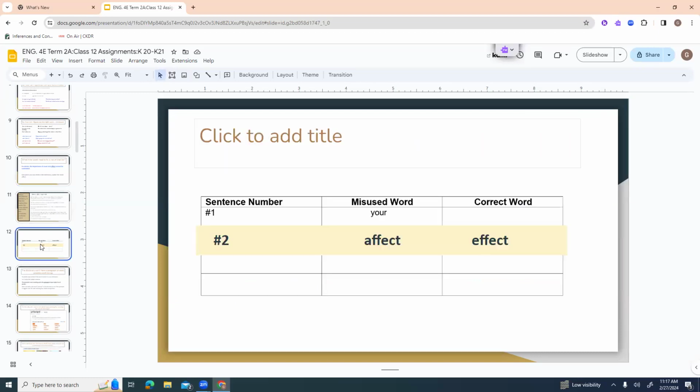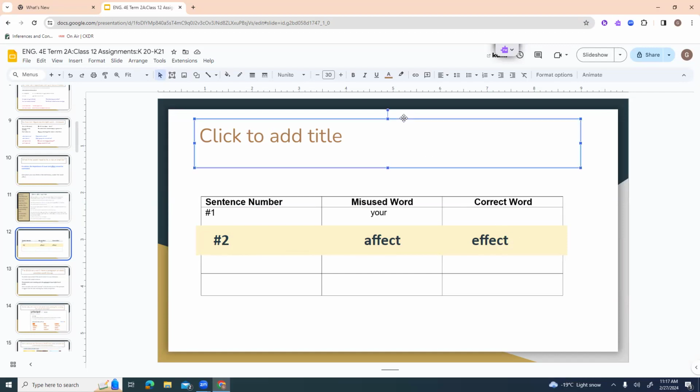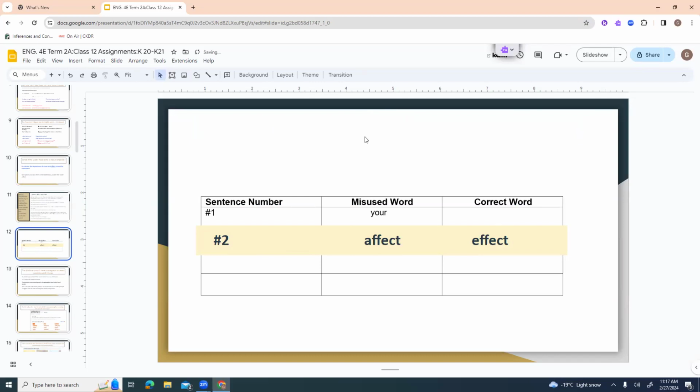For the purposes of the assignment, I would write, for sentence number 2, I'm going to pretend I misused the word affect, and the correct word is effect. So that's how it would look on the area where you're doing your assignment, okay? If you don't have room on your papers to write it, maybe you write big or whatever, it's fine to do it up on the computer or to write it on lined paper. It doesn't have to be done on the actual unit paper.